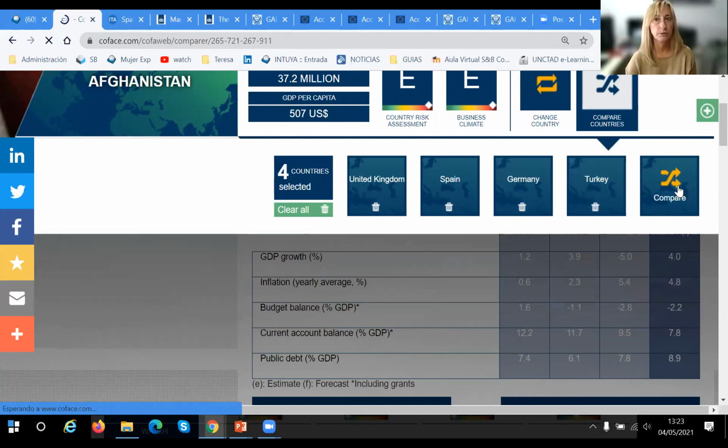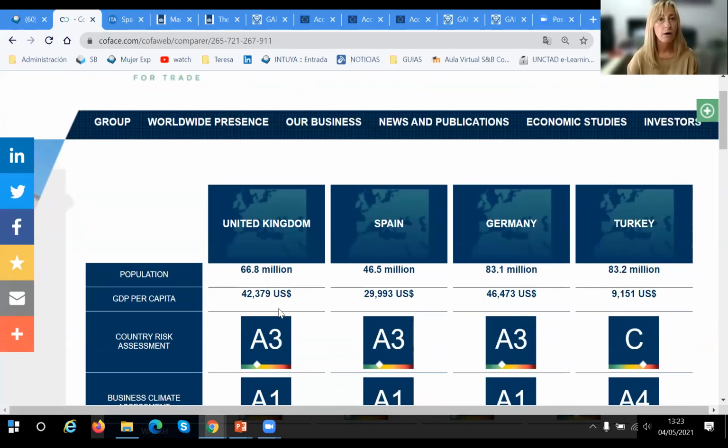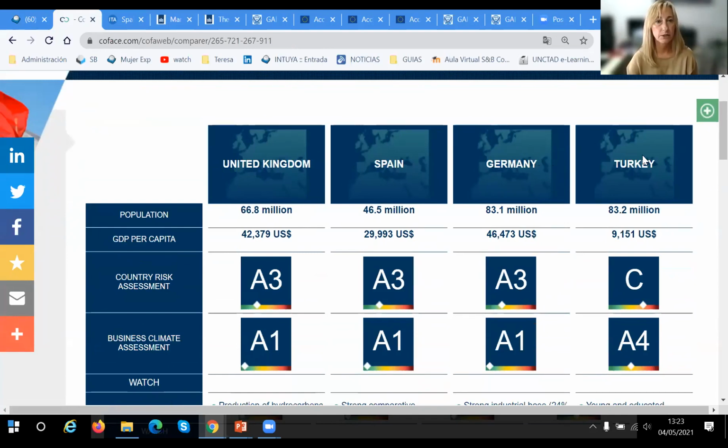Then we press compare, and then we have the scores of United Kingdom, Spain, Germany, and Turkey. It's very good, for example, if you want to export inside of Europe and you don't know which market you want to export to yet. This is one of the factors you might learn beforehand, the country risk and the business climate. You can do it with 4 countries, and it's as easy as this. It hasn't taken us more than 1 minute. So I think it is very, very interesting for you.